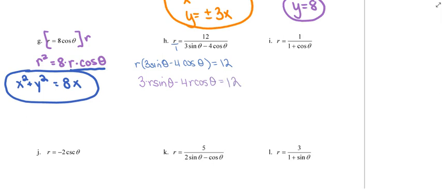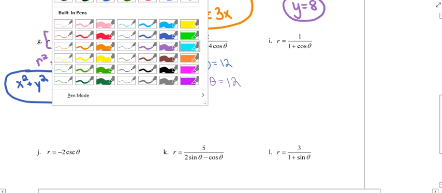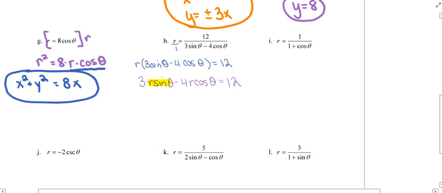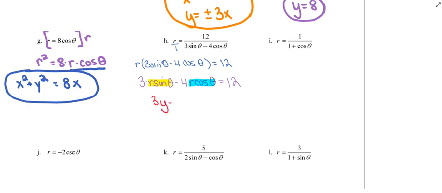And now I've got some things that can be replaced. I can replace r sine theta with a y and r cosine theta with an x. So this is going to become 3y minus 4x equals 12. And just like that, I've reached the finish line. Beautiful.